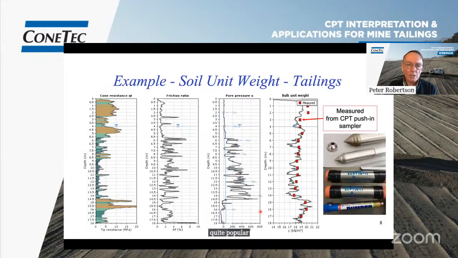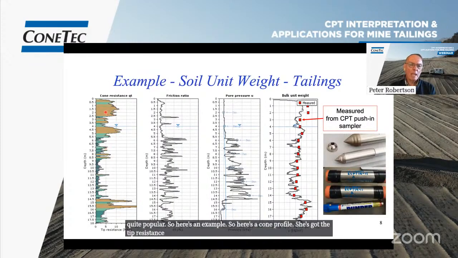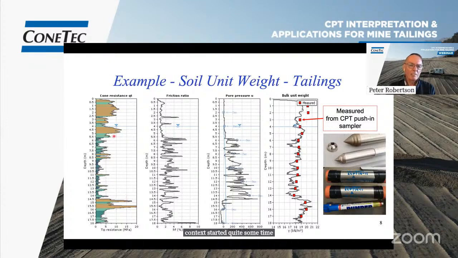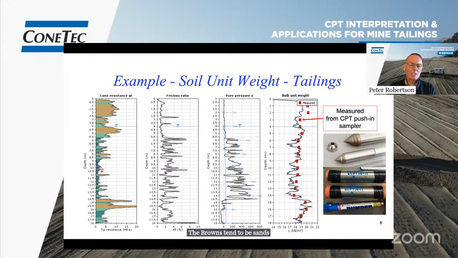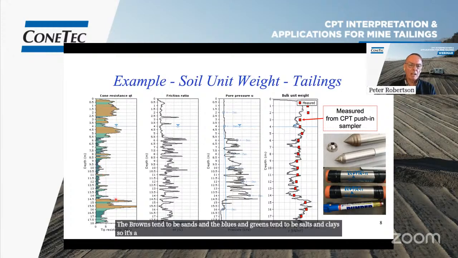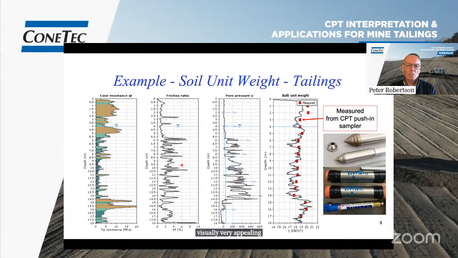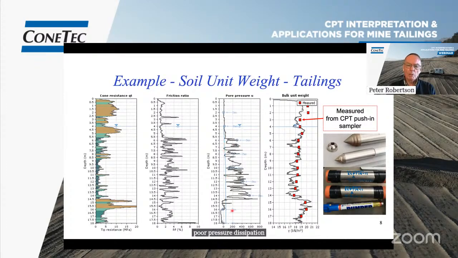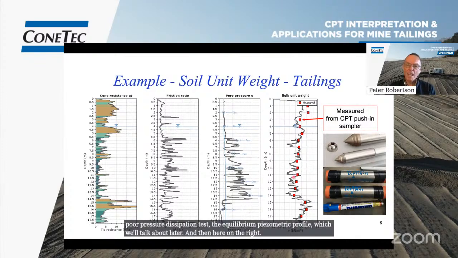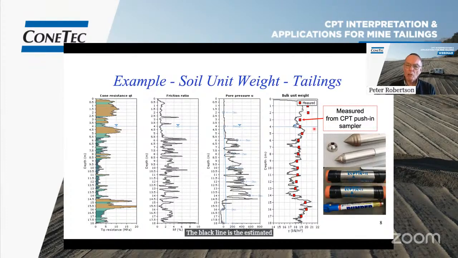So here's an example. So here's a cone profile. You've got the tip resistance, and the soil behavior type color coding is put underneath it. This is something that Cone Tech started quite some time ago, and it's a really nice feature. So you can see that the browns tend to be sands, and the blues and greens tend to be silts and clays. So it's a visually very appealing way to look at it. And you can see the friction ratios varying, pore pressure, dissipation test, the equilibrium piezometric profile, which we'll talk about later. And then here on the right, the black line is the estimated unit weight, and the red one is from samples.